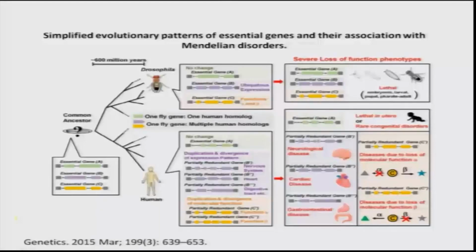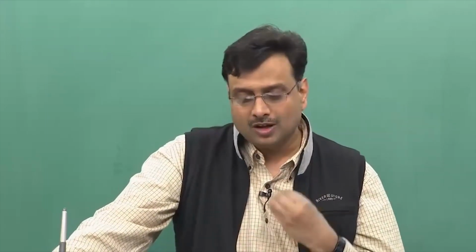It's separated by 600 million years. That's the evolution that we are talking about, fly and the human. But still there are a large number of genes where you could really look at several phenotypes. If you lose a particular gene, what is the kind of phenotype that you see in fly, and what is the phenotype that you see in the human?